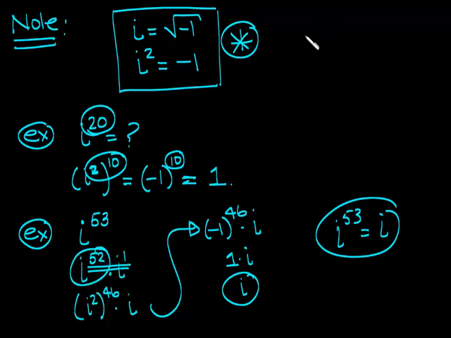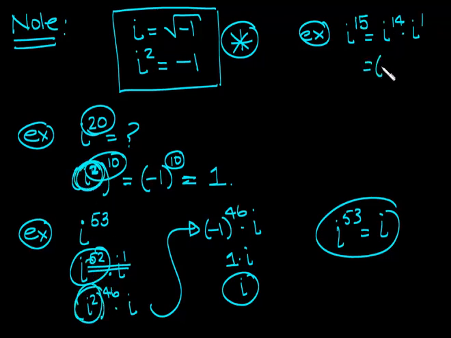Here's one more example of that just to drive home the point. Let's say you have i raised to 15. Since it's an odd exponent, I can break it into even and 1, since we want to somehow write the power as i squared. So now the even one can be written as i squared raised to 7, because 2 times 7 is 14, times i.